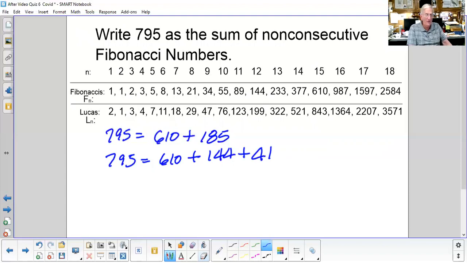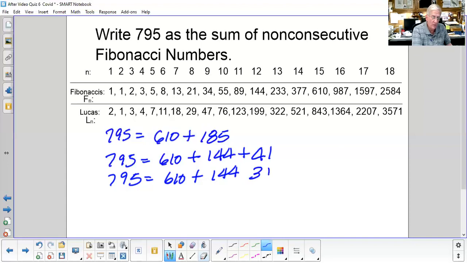Now I'm all finished if 41 is a Fibonacci number. Unfortunately, it is not, right? So I'm still not finished getting this answer. So I simply write the 610 down again, the 144, which is another Fibonacci number. And now the 41, what is the closest Fibonacci number to 41 that is smaller than it? Well, it looks like it's 34, right? So I replace 41 with 34. I subtract 34 from 41, and I get what?